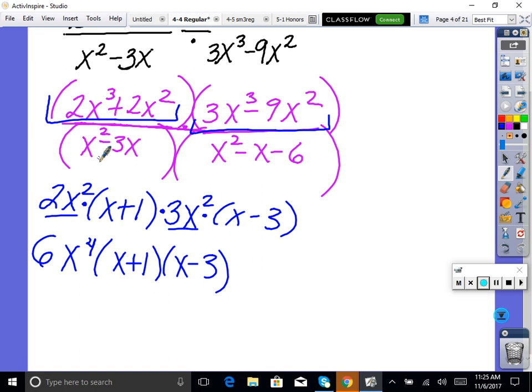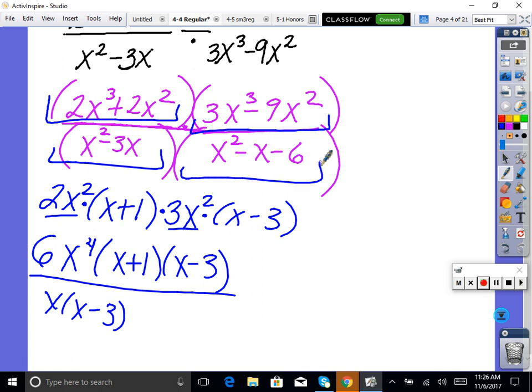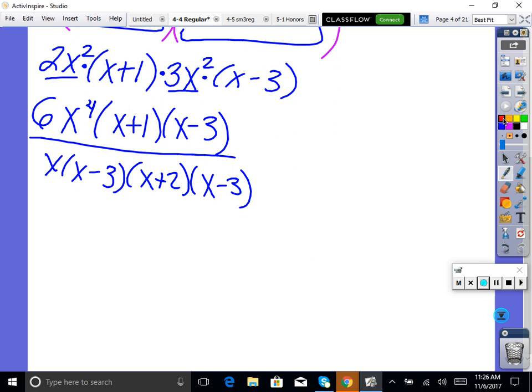All right, let's factor out the bottom. What should I pull out here? An x, left is x minus 3. What does that factor to be? x plus 2 and then x minus 3. Okay, so now we would restrict. So x cannot be 0, 3, negative 2, and we don't need to list 3 out twice.